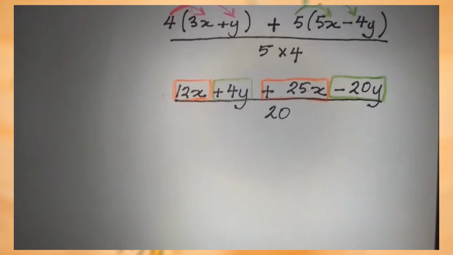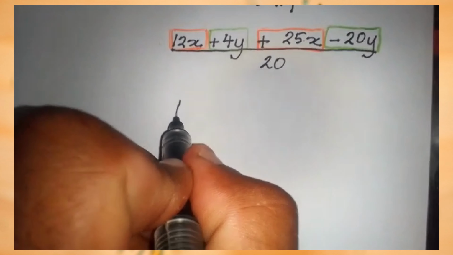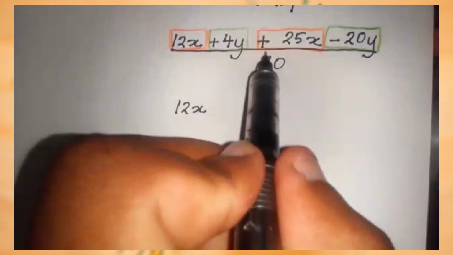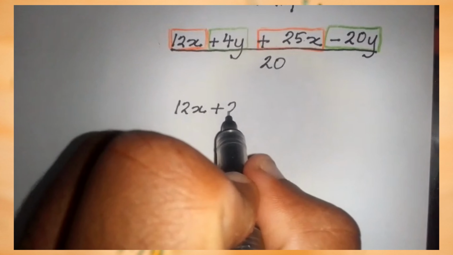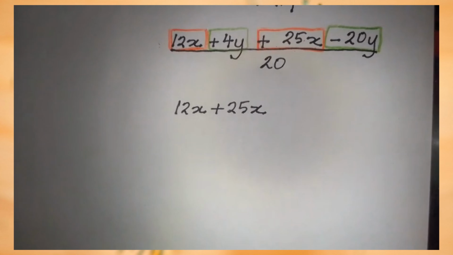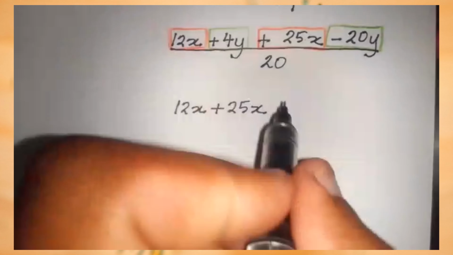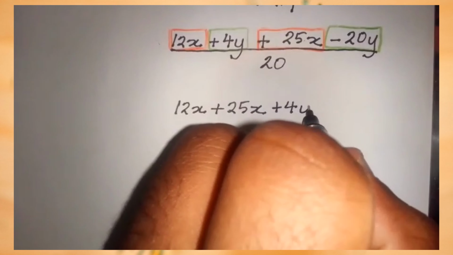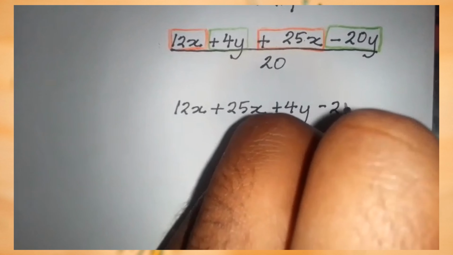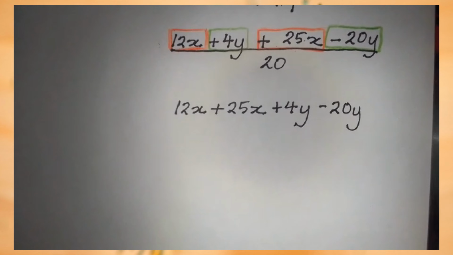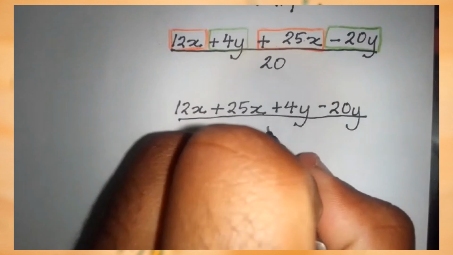Now look at how I'm going to do it. 12x, and I'm bringing the sign and the other x with it. So 12x plus 25x. See the x's side by side. Now I'm going to move on to the y's. Plus 4y. And then there's minus 20y. So I just brought my like terms together. And I'm putting it all over the denominator of 20.